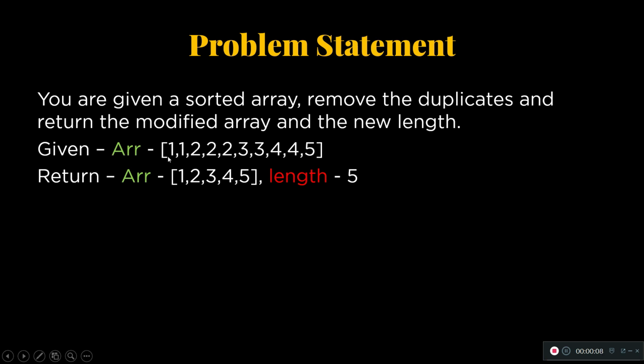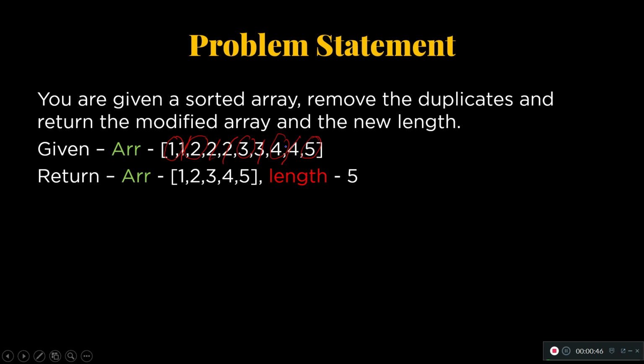So for example, given this array which has the elements 1, 1, 2, 2, 2, 3, 3, 4, 4 and 5, we have to return this 1, 2, 3, 4, 5, since these are the duplicate elements which are 1, this one and this one, this one and this one. After removing this we will be left with this and this and this. So how do we do it?